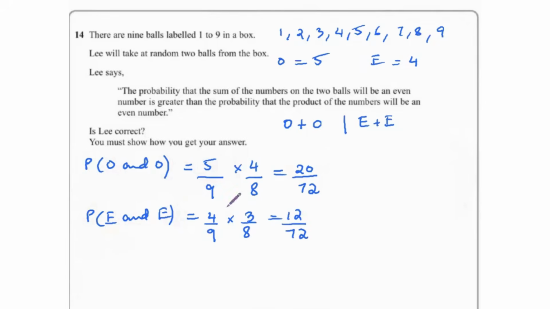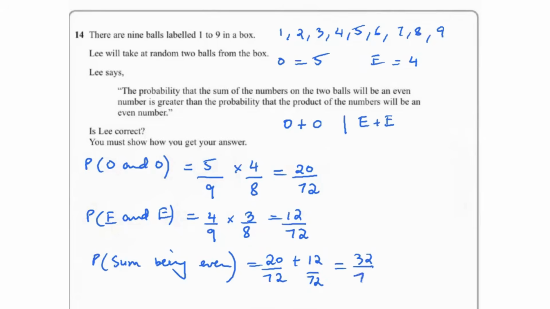This was for the sum. So the probability of the sum being even is going to be 20 out of 72 plus 12 out of 72. That's going to be 30 out of 72. So this is the probability of us getting an even number through the sum.